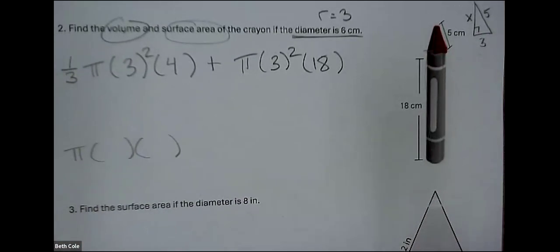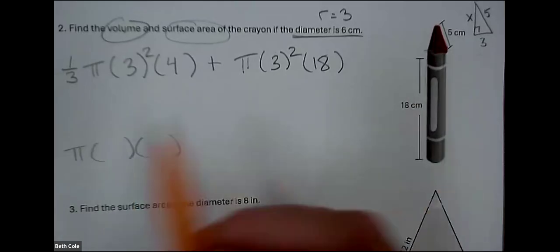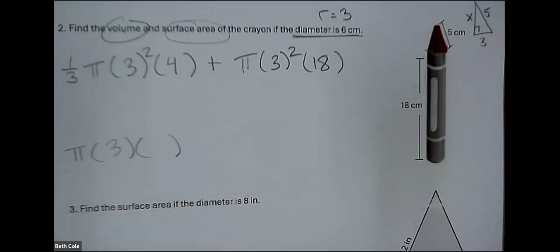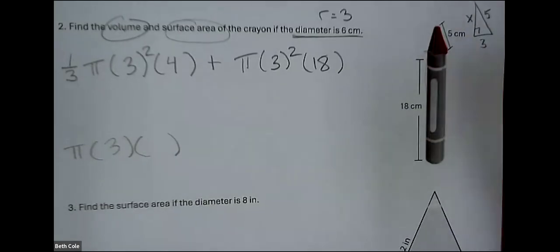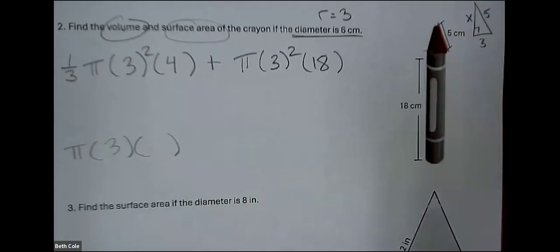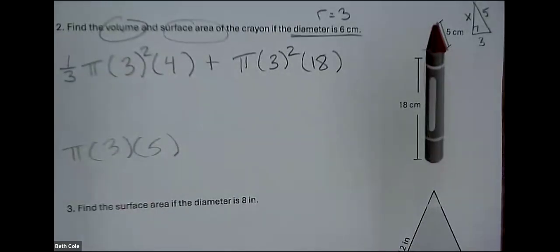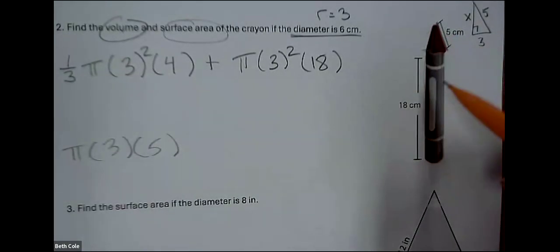R is the radius, which we already said was what? 3. L is the slant height. So L is how much? What was our slant height? 5? Perfect. All right, so that's the top of the crayon.